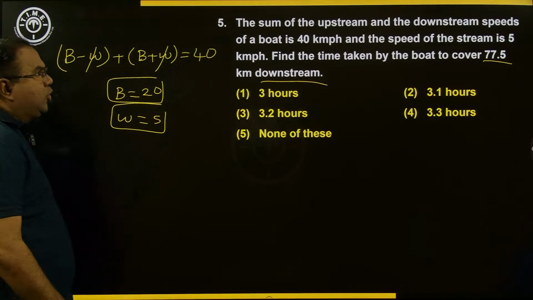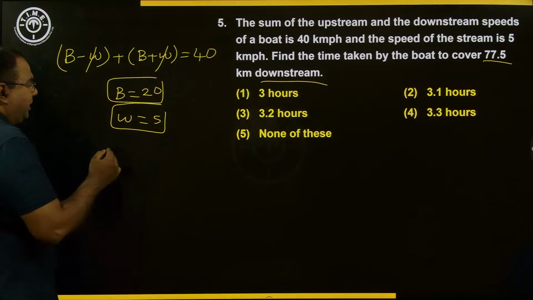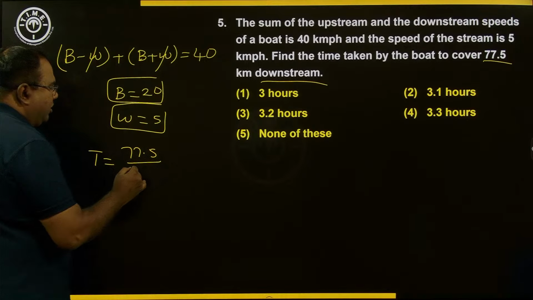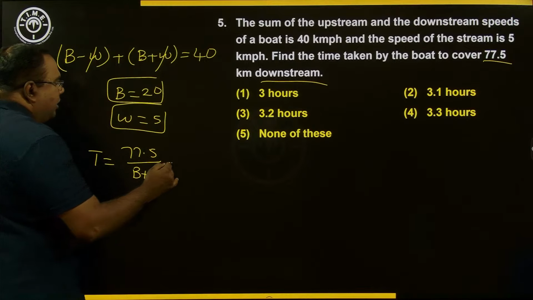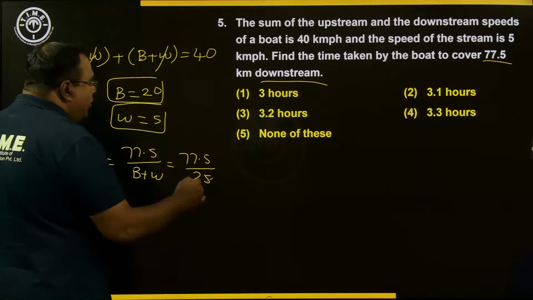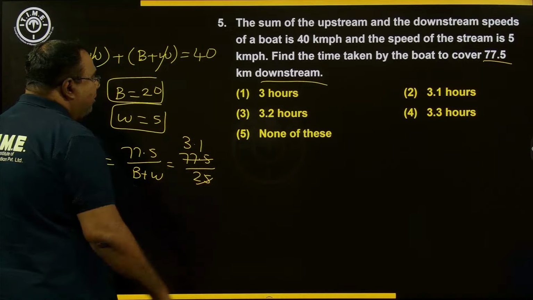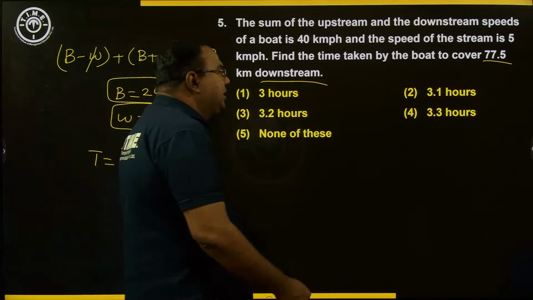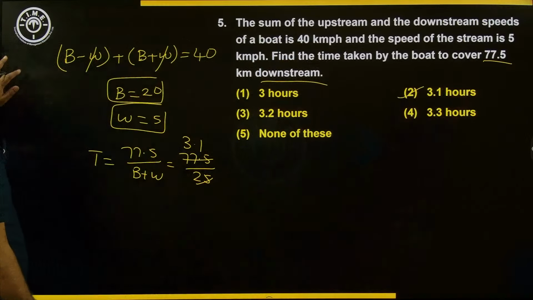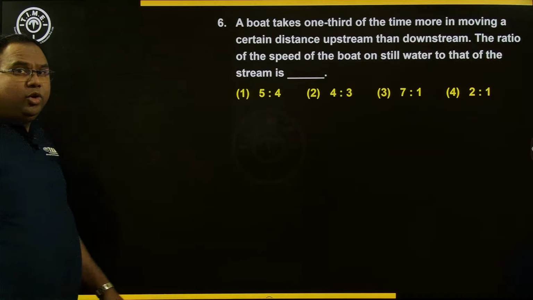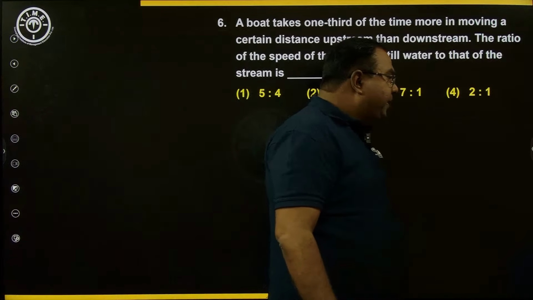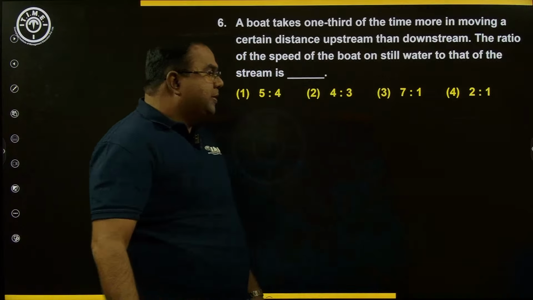Now time taken to cover 77.5 kilometers downstream. So it is 77.5 divided by downstream speed B plus W. So 77.5, 20 plus 5 is 25. 25, 3, 75. So 3.1 hours should be your answer. Choice 2. Choice 2 should be your answer. Right? Fine. Hope you are following, all of you. Any questions, you can put it in the comment box.